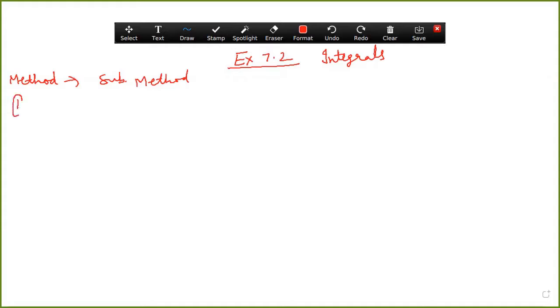Exercise 7.2. The method which we are discussing today is the substitution method. Now let's do the questions. First we do question number one. Let's start with question number one. First we get into a rhythm, then I think it is easy to do the questions.